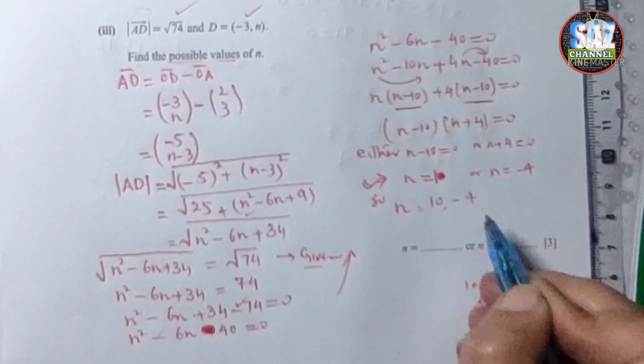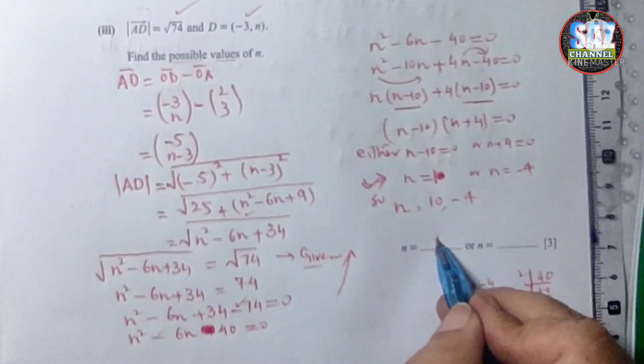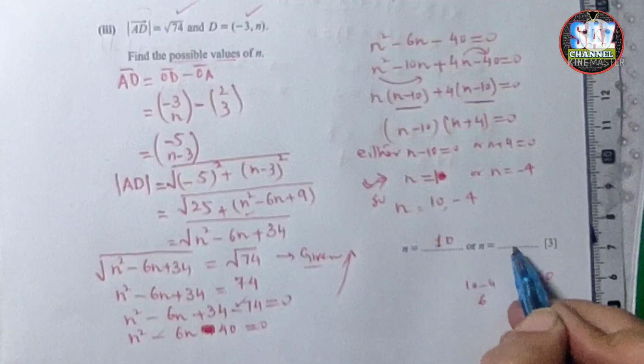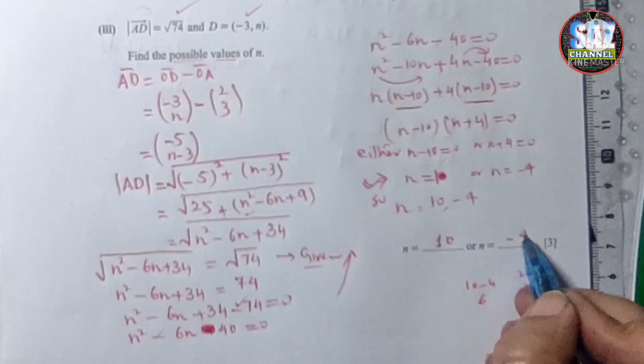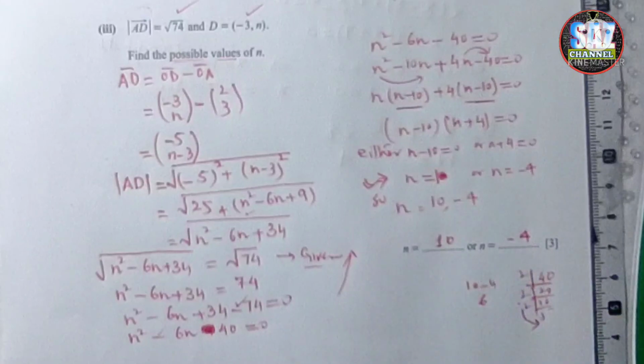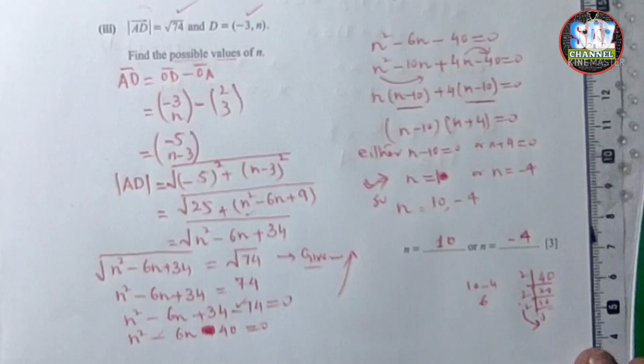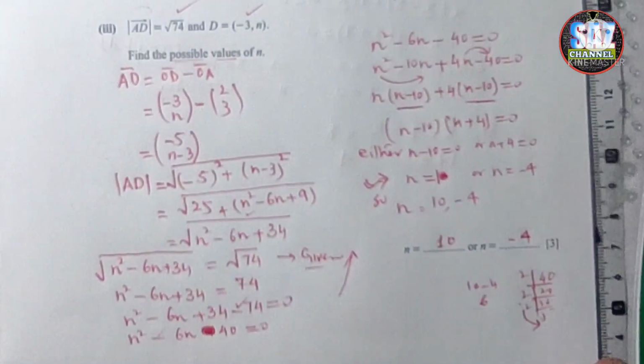10 and -4. I hope you are really clear about this question. Really easy and interesting question, and you can see this is the second place where we are using the factorization method, so you should have a good command on the methods of factorization. And moving to the last part of this question.